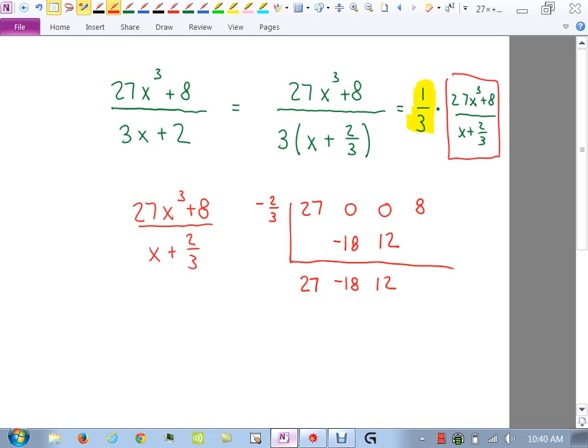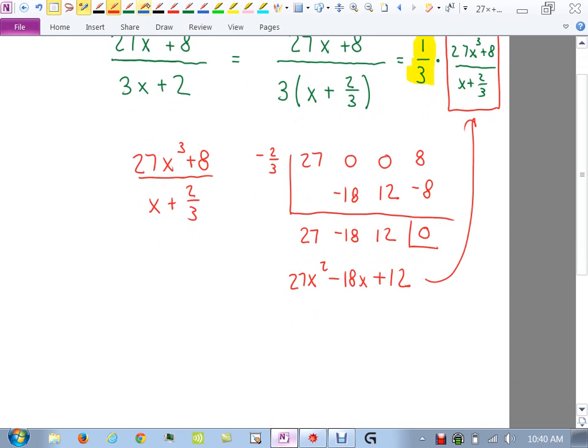Take negative 2/3, multiply times 12. What do you get here? Divide it by 3 first, you get 4. Multiply by 2, you get 8, but it's negative, so negative 8. And you get 0. So your answer is 27x squared minus 18x plus 12. But that's just what that red part is, right? So now my final answer to what this green thing is over here is 1/3 in front of 27x squared minus 18x plus 12.